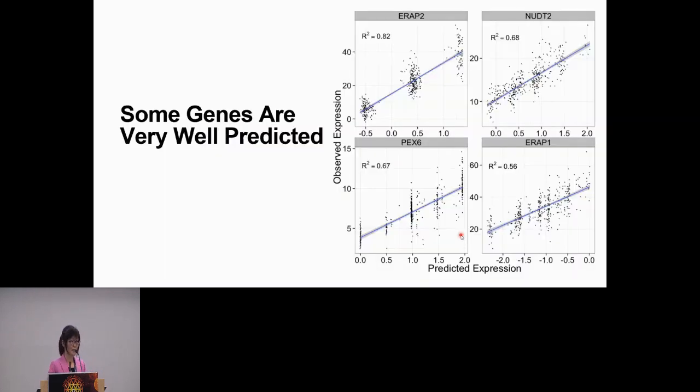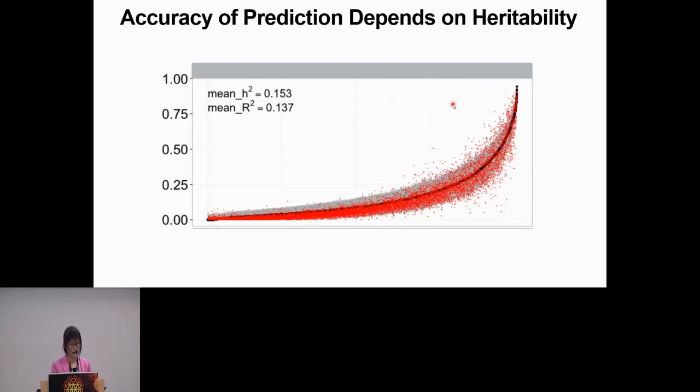So how well do we predict this gene expression? I am giving you here 4 cherry-picked examples where we do particularly well. On the x-axis, you see predicted expression levels. On the y-axis, you see observed expression levels. Here, the dots are people, right? That's going to be important to make a difference later. So for these 4 genes, you can see that we do a pretty good job at predicting gene expression levels with R-squares pretty high.